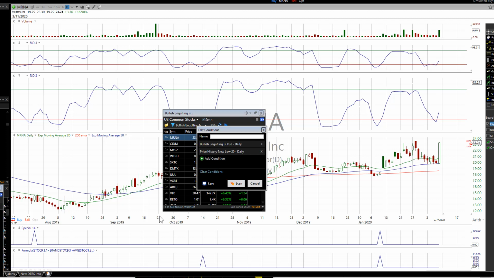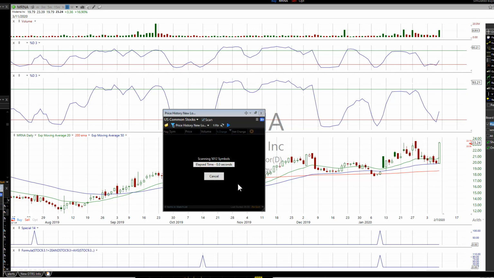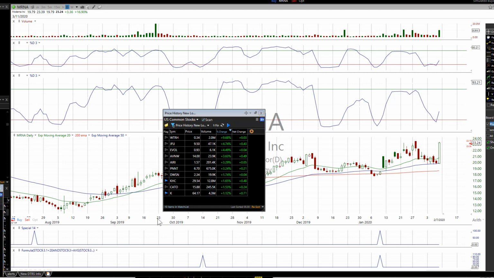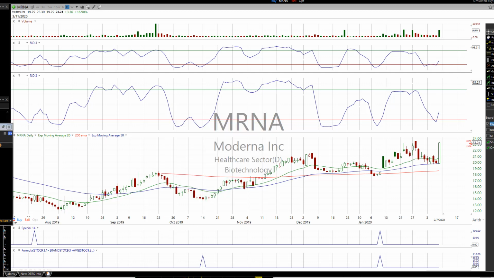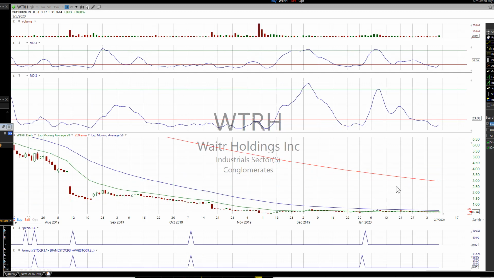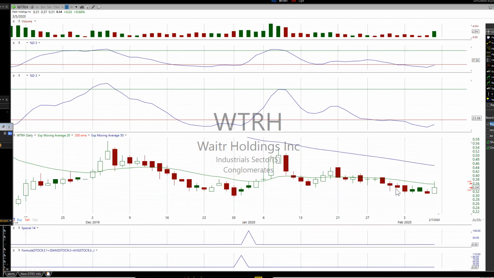Now I had about 133 items. Now let's see what happens. Now I'm down to only 12 items. 12 or 13 here. So let's see what we got here. So now some of these will be worthless.